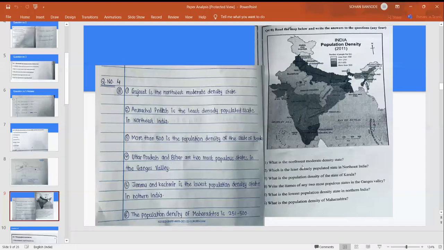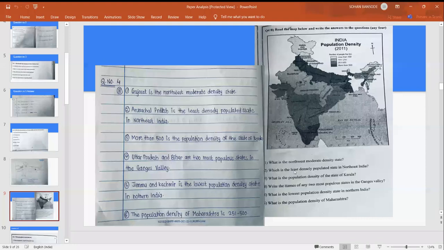What is the northernmost moderate density state? Moderate means the medium density of the population. The northernmost, that is the north and the west, means the northwest tip of India, that is Gujarat, and it is a moderate density state. So your answer would be: Gujarat is the northwest moderate density state.